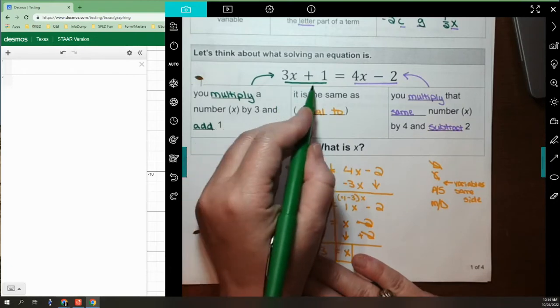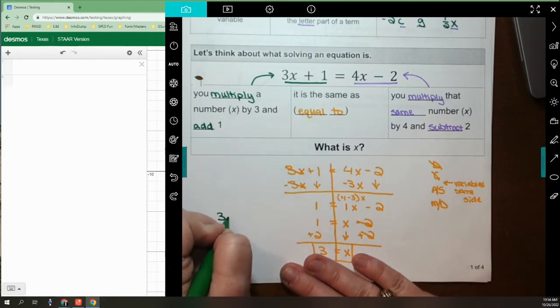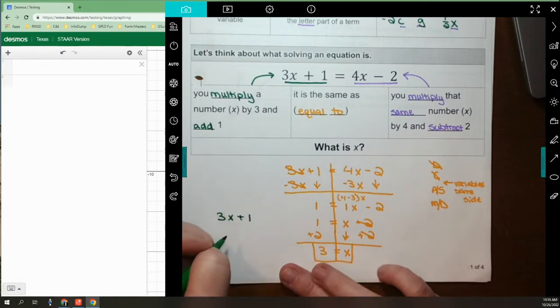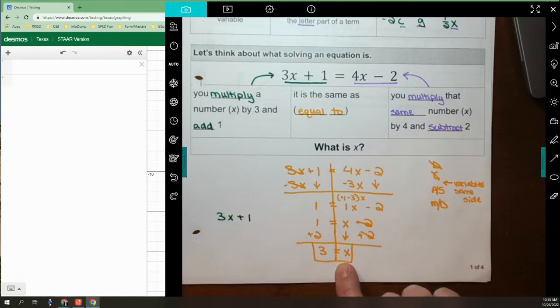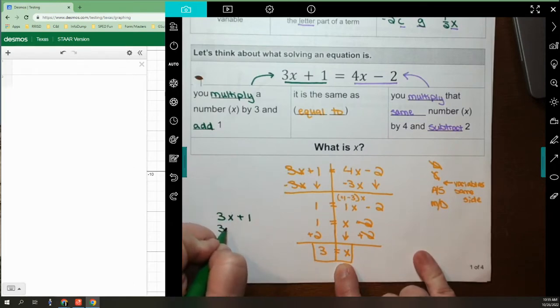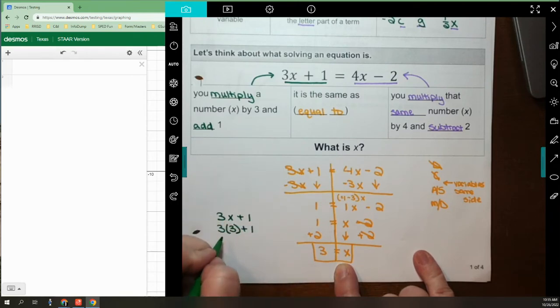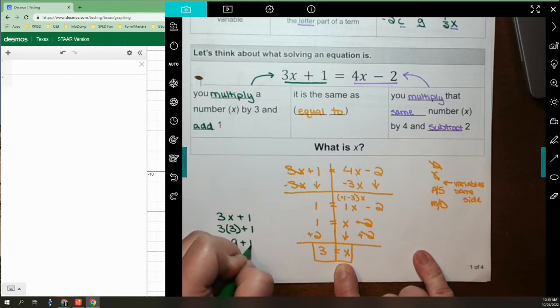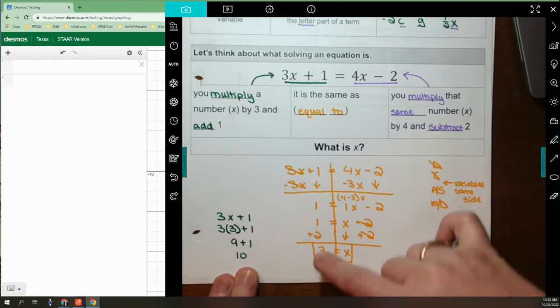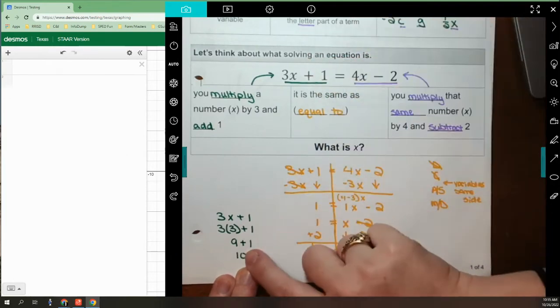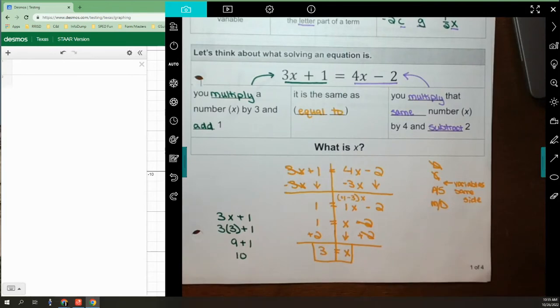I know that if I do this side first, I have 3x plus 1. But if I'm checking to see if 3 equals x is going to work, I need to do 3. Remember, I do parentheses for my variables, and then 3 inside instead of x, plus 1. I know that 3 times 3 is 9, plus 1. 9 plus 1 is 10. Okay, so if I use 3 as my x value, I know that it gives me 10 on this side. Let's see what it does on this side.